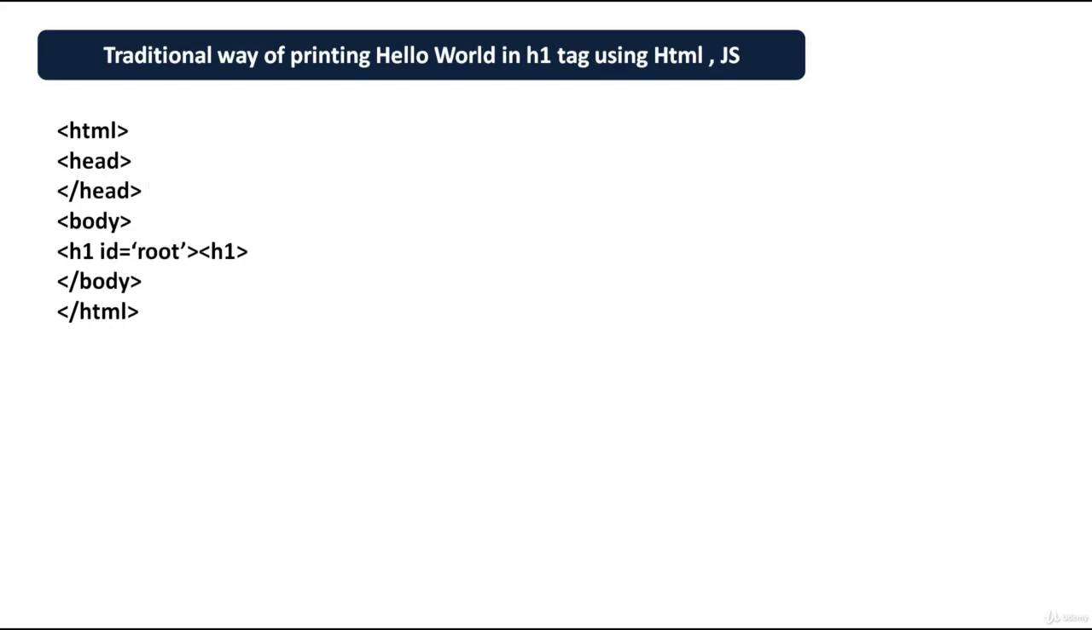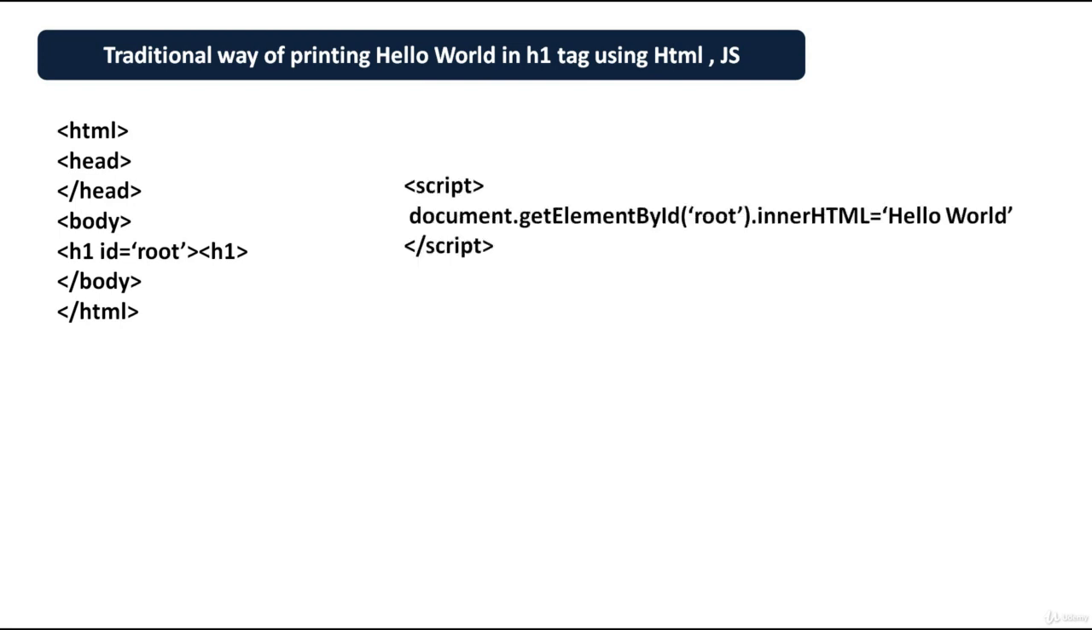To access this h1 in the JavaScript code, we have to give any one property. Here I have given the ID property. With the help of this ID property, we can access this h1 element in the JavaScript and we can manipulate the code of this h1 using the JavaScript. Now we will see how to print hello world in the h1 tag by accessing the h1 using the ID property. This is the script code of this HTML content.